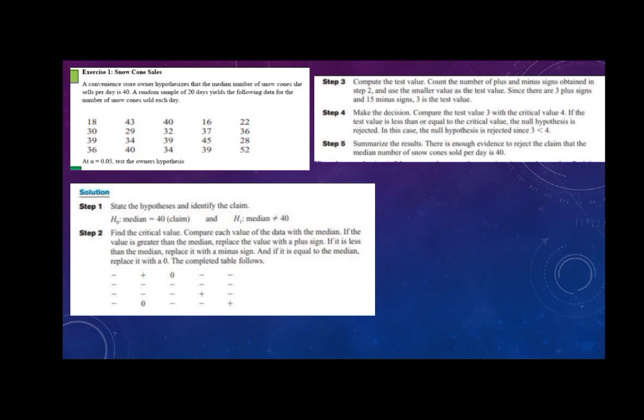Step 5. Summarize the result. There is enough evidence to reject the claim that the median number of snow cones sold per day is 40.